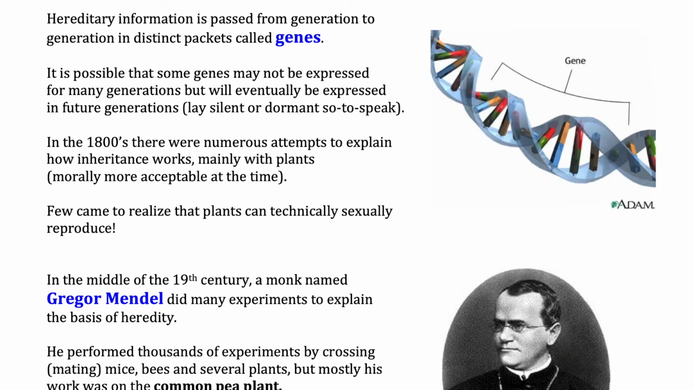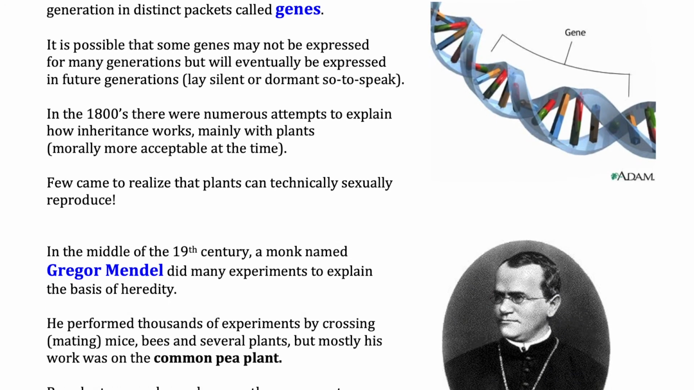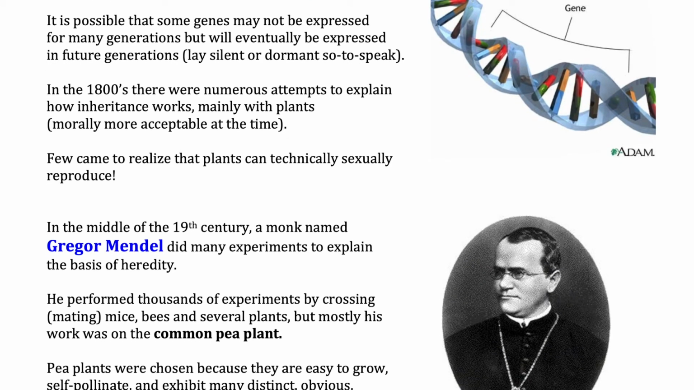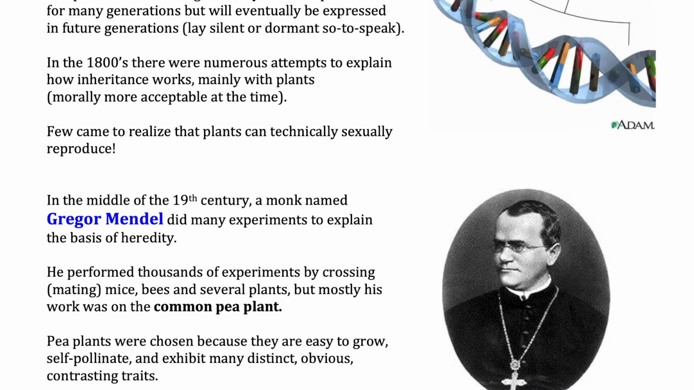In the 1800s, there were numerous attempts to explain how inheritance works, mainly with plants. It was morally more acceptable at the time to use plants. Few came to realize that plants can technically sexually reproduce.